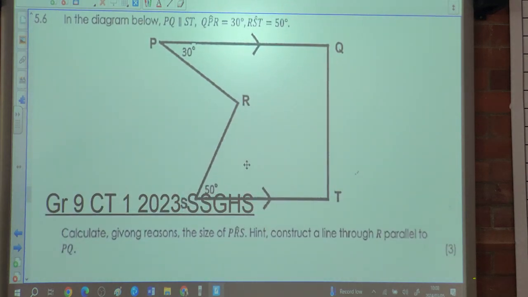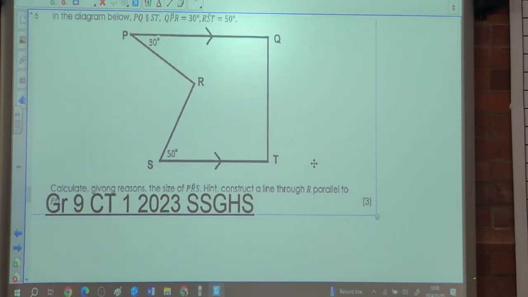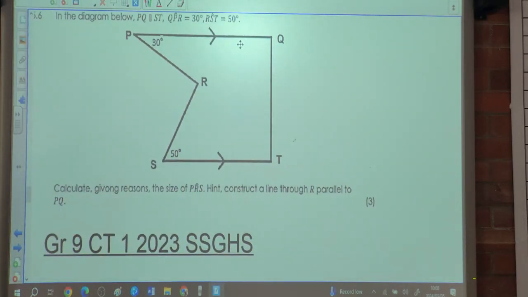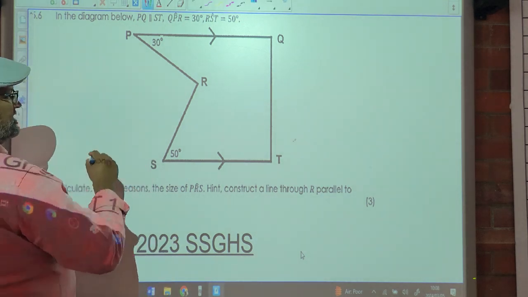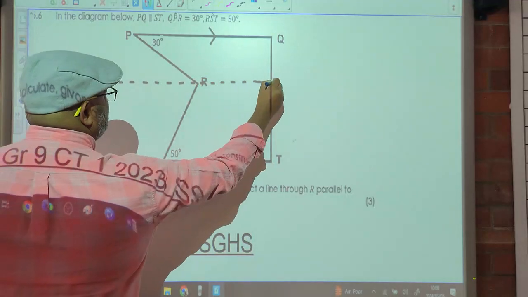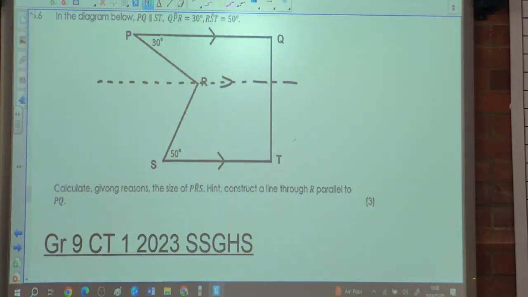5.6. We are told that in the diagram below, PQ is parallel to ST. Then we are told the angle P is 30 degrees and angle S is 50 degrees. Calculate, giving reasons, the size of PRS. You are told to construct a line through R parallel to PQ. Normally you have to state what you're doing when constructing, but because the hint is given, I'm following the hint, so I don't have to state.